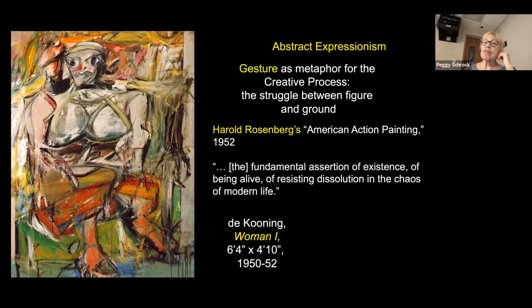The gesture process, struggle between figure and ground. Figure and ground is just a term we use to refer to the ground as the background, the figure is the object. 1952 is when Harold Rosenberg writes his very famous article, American Action Painting, where he speaks of the fundamental assertion of existence, of being alive, of resisting disillusion in the chaos of modern life. He talks about these gesture painters and refers to the canvas as an arena where something is playing out, where something is happening, and that action, the making of that thing, is the art.